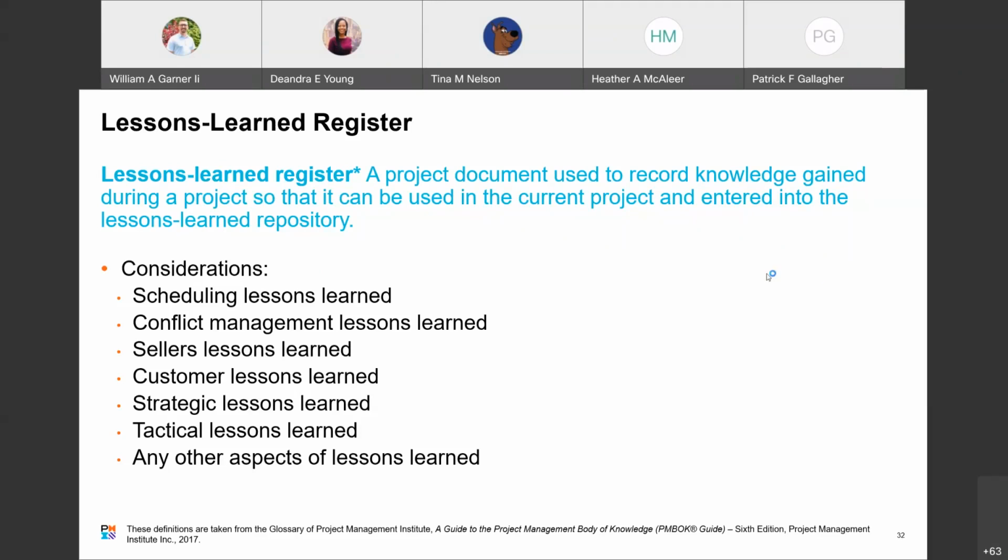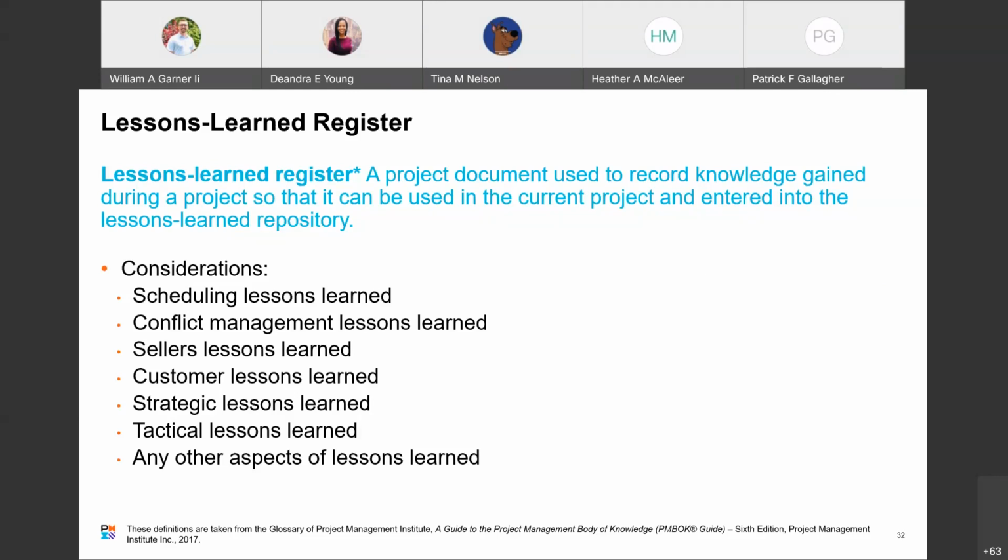Considerations of lessons learned. During the administrative closure, project managers should take into account some of the following considerations of lessons learned. Scheduling lessons learned include any relevant scheduling problems or issues. They also include the management strategies that were implemented to deal with scheduling or resource constraints. Okay, so there's one, scheduling lessons learned. Another one is conflict management lessons learned.